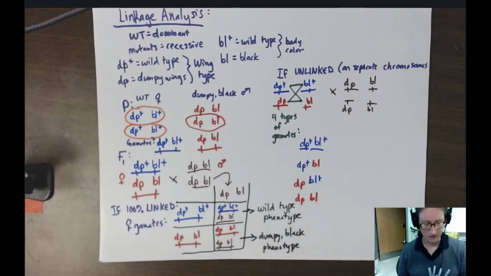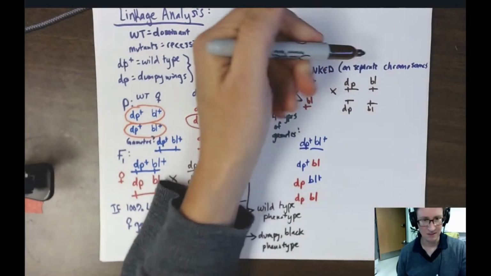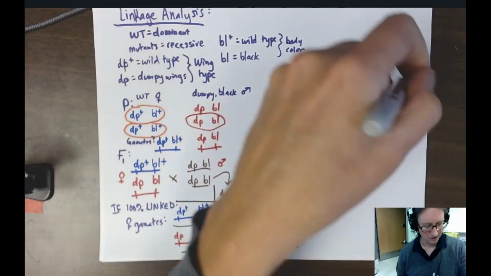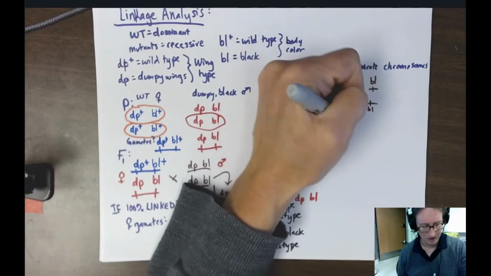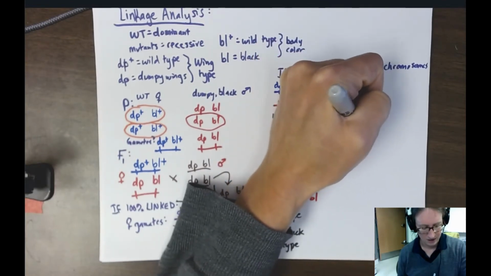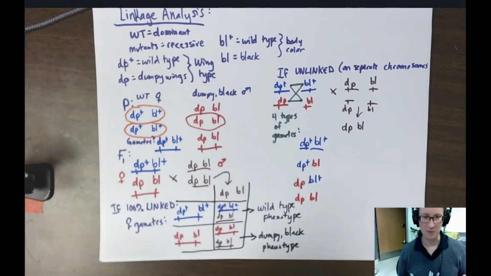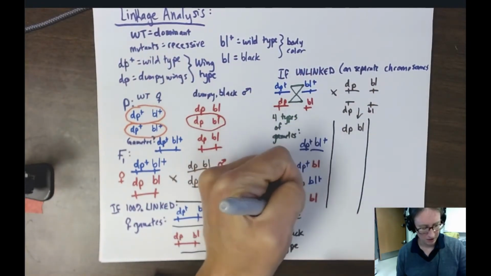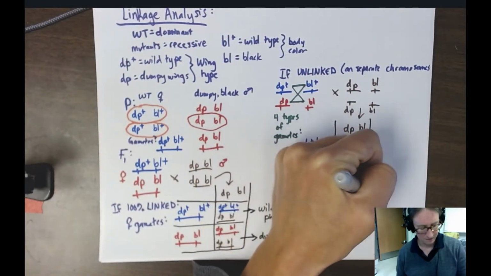Now, what about the second parent? Well, look, DP BL, DP BL, those are the same thing. So this parent still can only make one type of gamete. All that it can make is DP BL, 100% DP BL. So now, if I am going to draw this out as a Punnett square, it's actually more like a Punnett rectangle again.